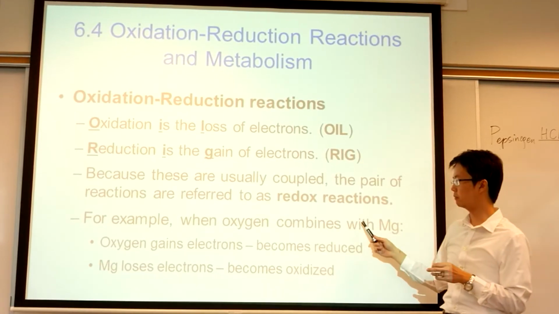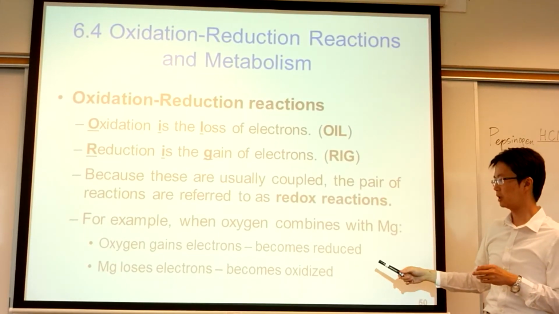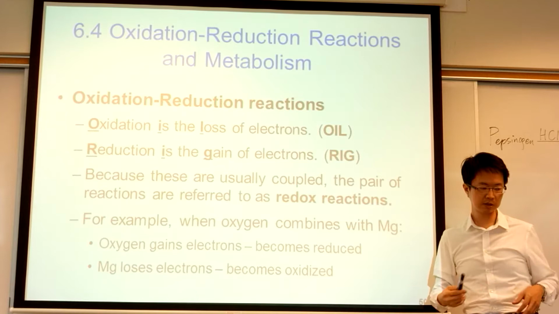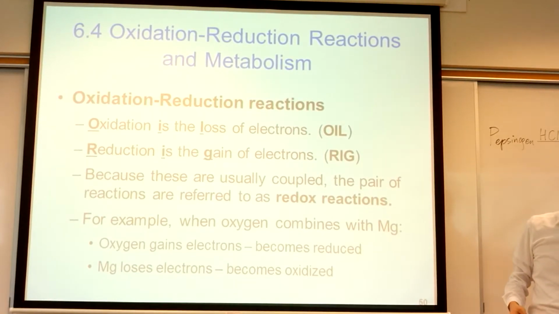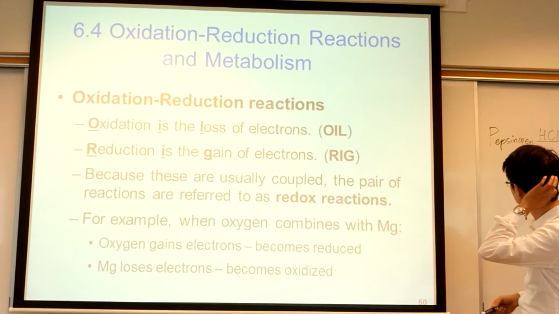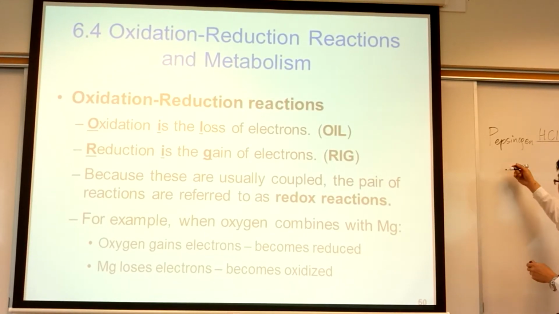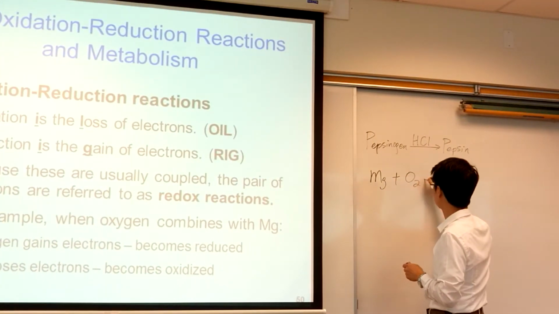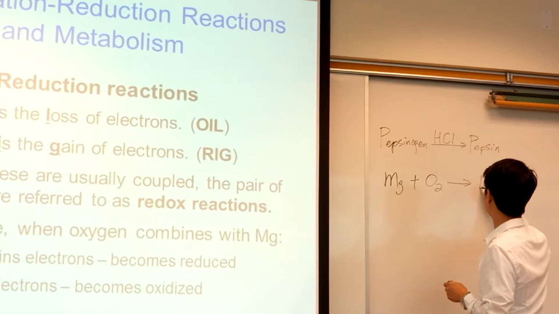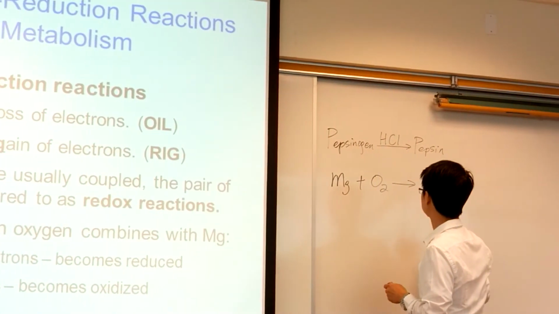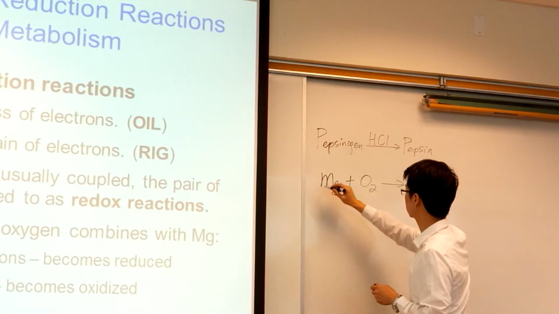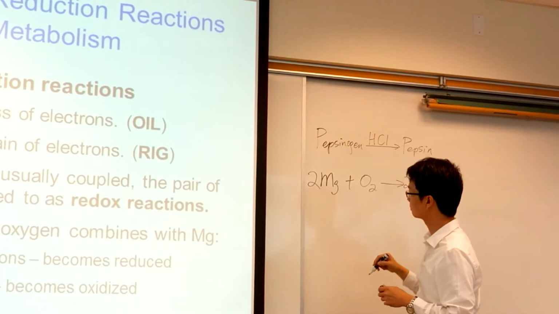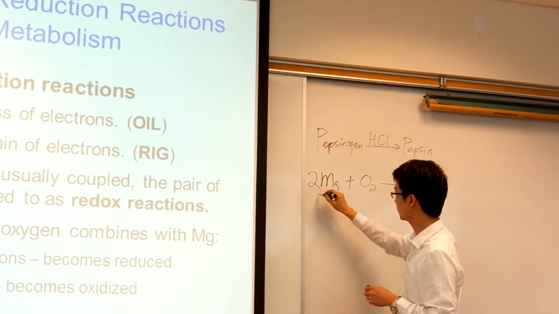When oxygen combines with magnesium, oxygen gains the electron, and magnesium loses the electron and becomes oxidized. So this is an example of a redox reaction. What it means is this: magnesium plus oxygen become magnesium oxide. Since you have 2 here, you need 2 here and 2 here. So they are talking about this reaction. We can break it down into 2.